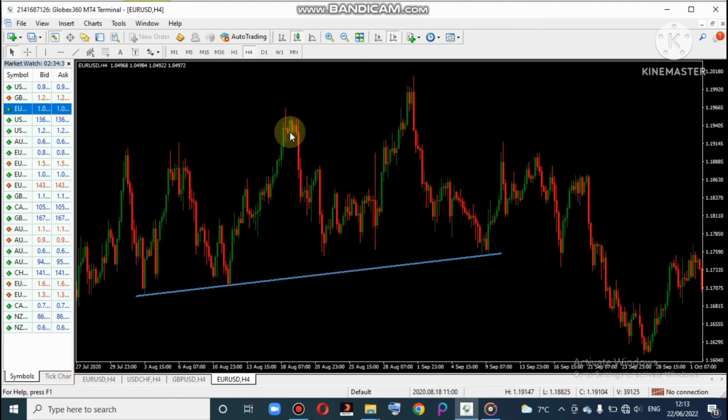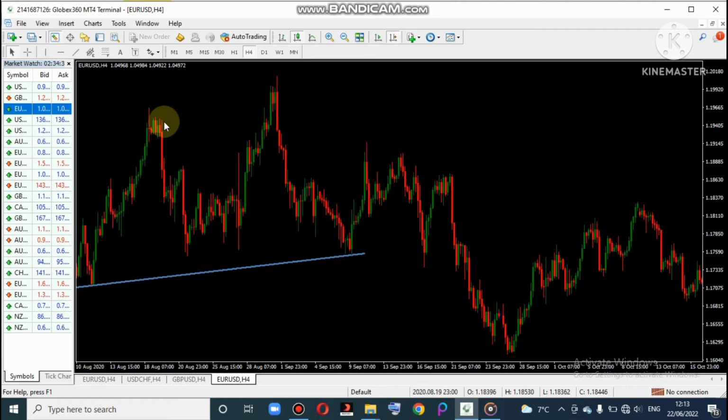So we have something else here. It's an equilibrium strategy. I'm selling this strategy. It's very, very important. As you can see, look at this. It's the first one, the price went down. It's the second one, the price went down.